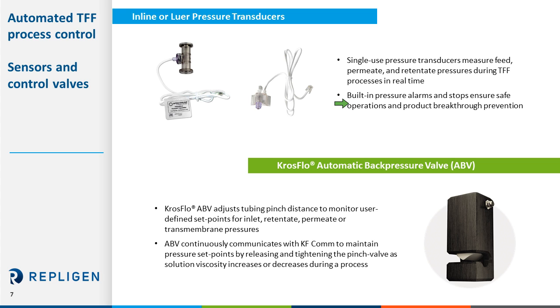Unique to our KR2i system is the Crossflow Automatic Back Pressure Valve, or ABV. TFF can only occur if transmembrane pressure, or TMP, is present across the membrane in use. The ABV can apply an external back pressure and monitor user-defined set points that have been optimized for your process, ensuring robust and repeatable operations. The ABV does this by continuously communicating with KFCOM and adjusting the pinch valve accordingly as solution viscosity changes through a process.